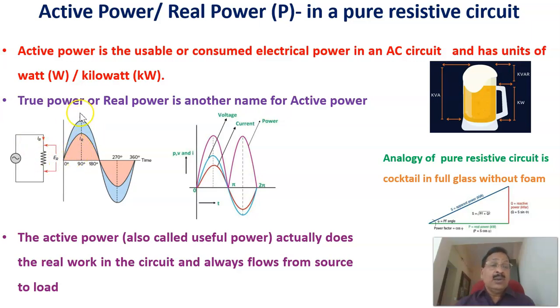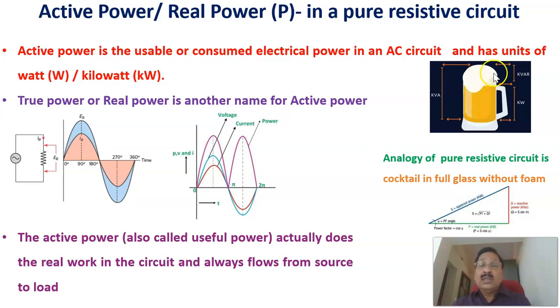Therefore, in a resistive load, voltage and current are in phase. As I already explained, the analogy of a pure resistive circuit is a cocktail: the glass is full of cocktail without foam. That can be considered analogous to a pure resistive load.